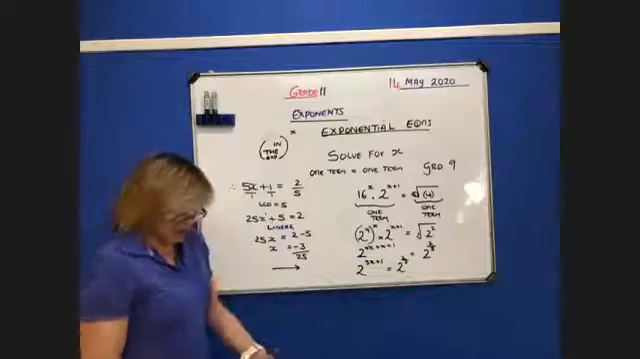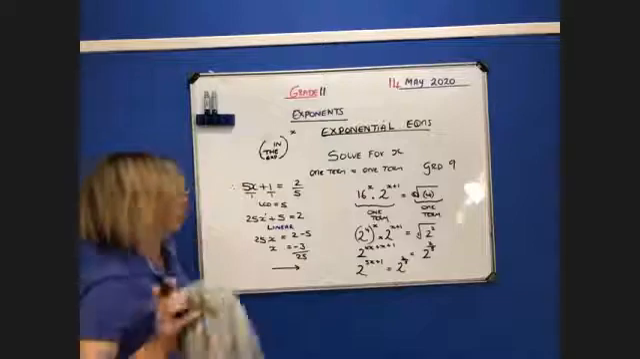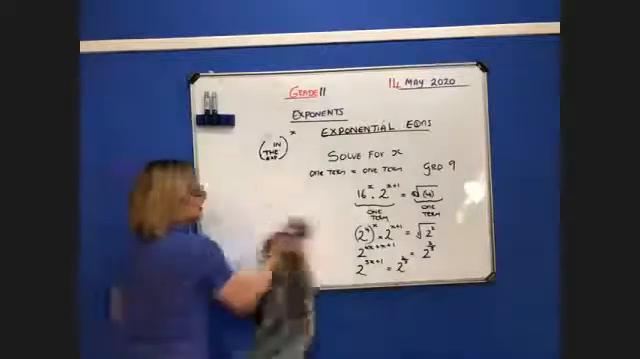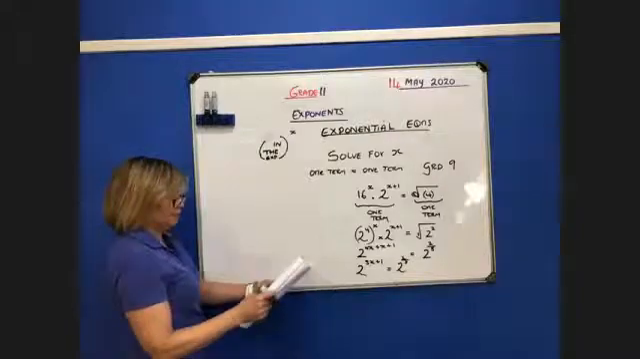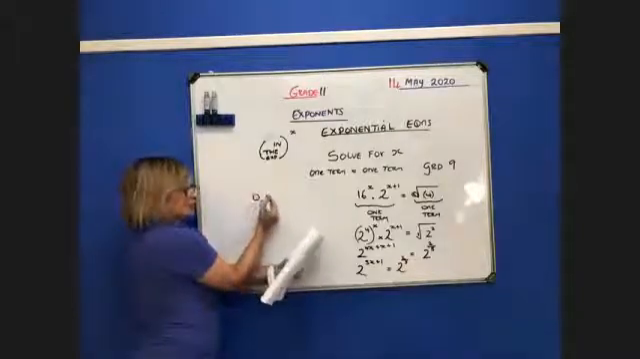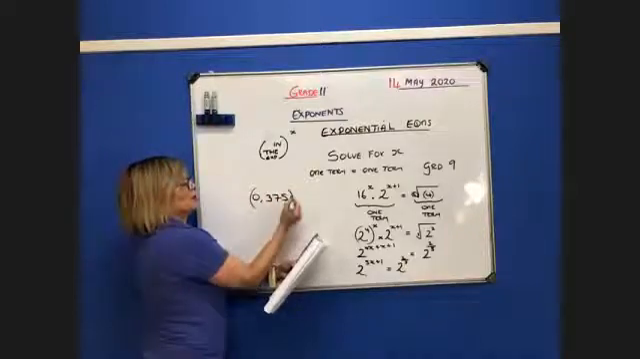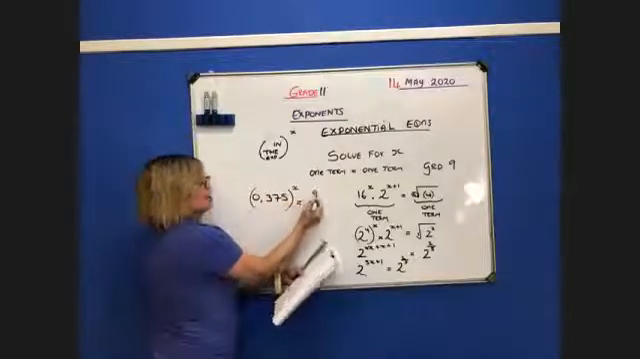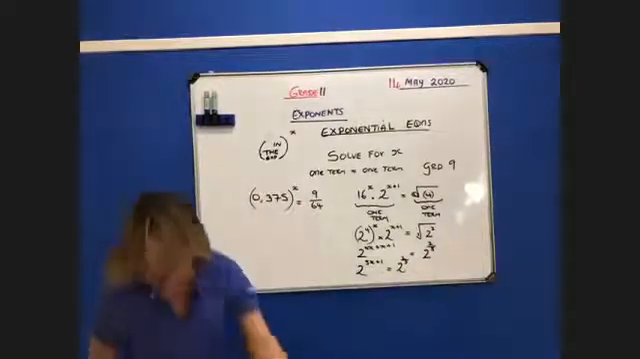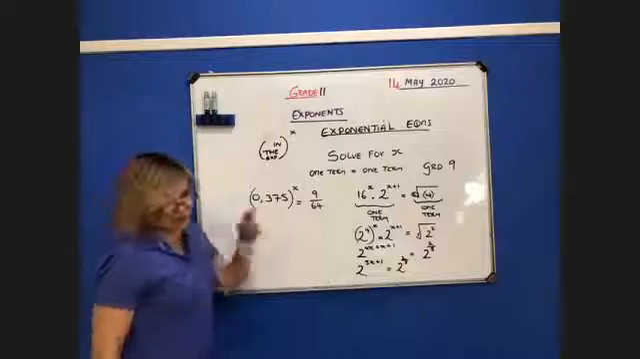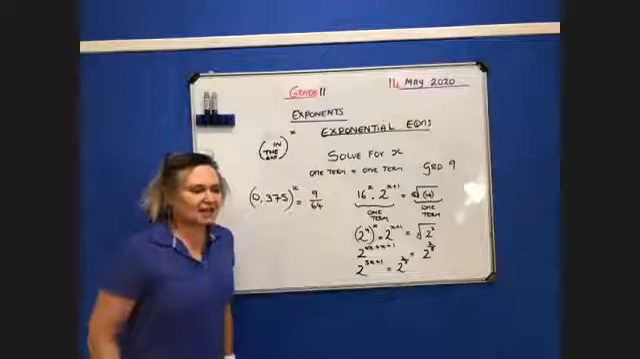All right, now let's show you what happens if you get a decimal. All right, so you're all watching. If you get a decimal, for example, 0.375 to the exponent x equals 9/64, you need to get this decimal as a common fraction. Now, your Casio will help you.